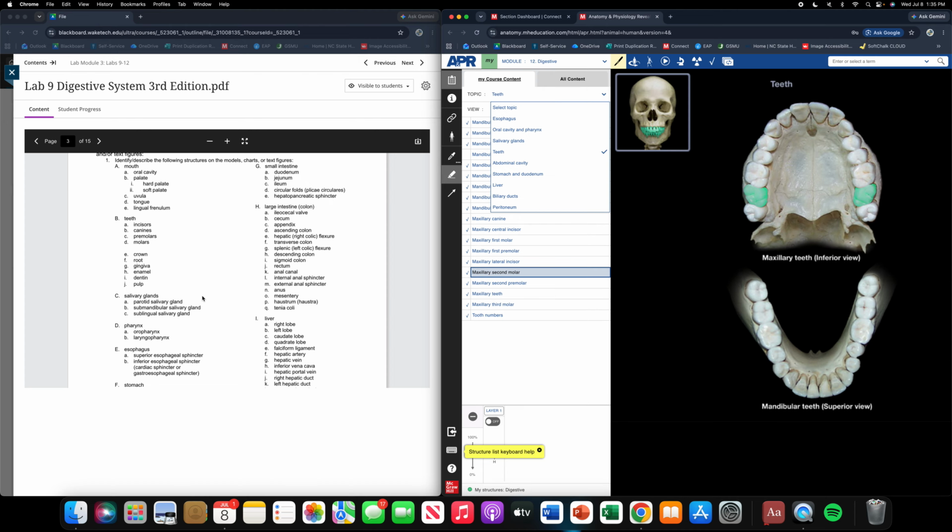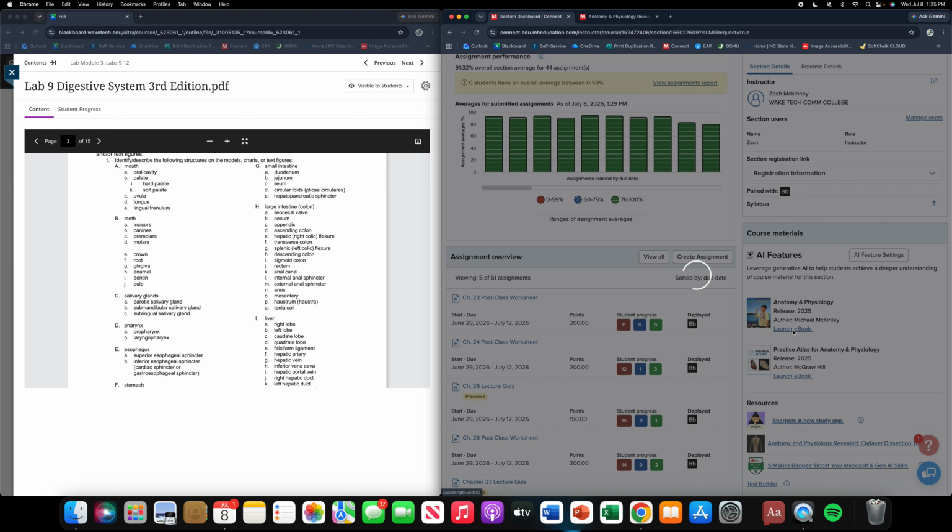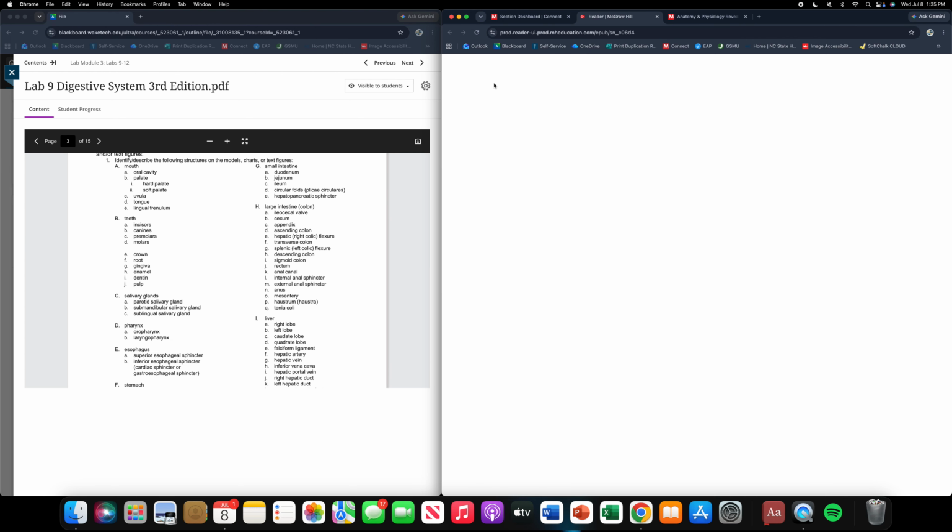The actual structure of a tooth, for that one, I'm going to hop into our textbook real quick. Let me pull that up.